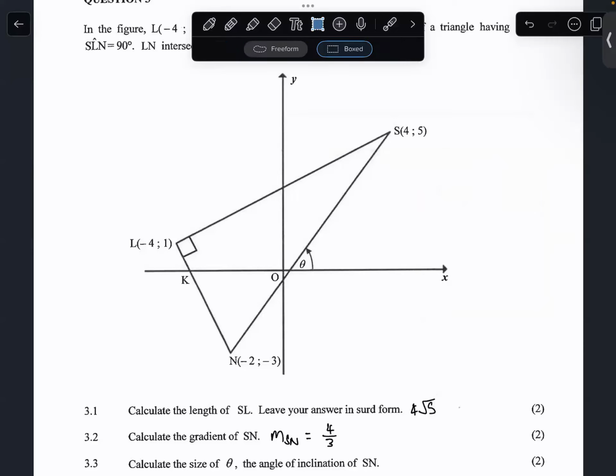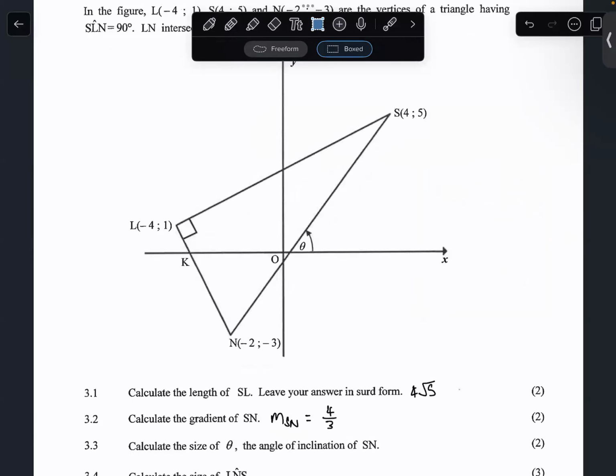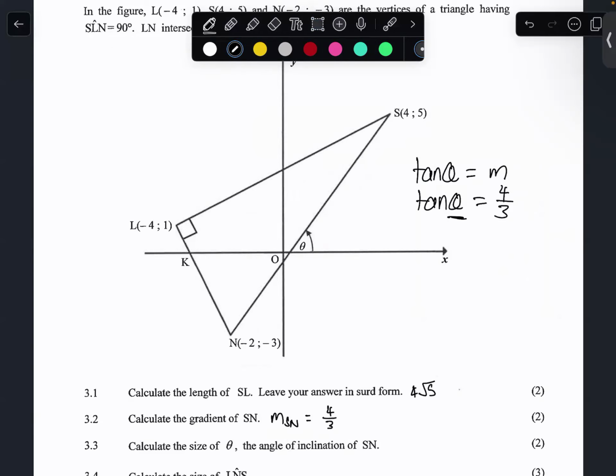Right, next it says calculate the size of theta. Theta is the angle of inclination of SN. The formula: tan theta is equal to the gradient of SN. Tan theta is equal to 4 over 3. To get theta alone, you're going to shift tan, so theta is the inverse tan of 4 over 3.